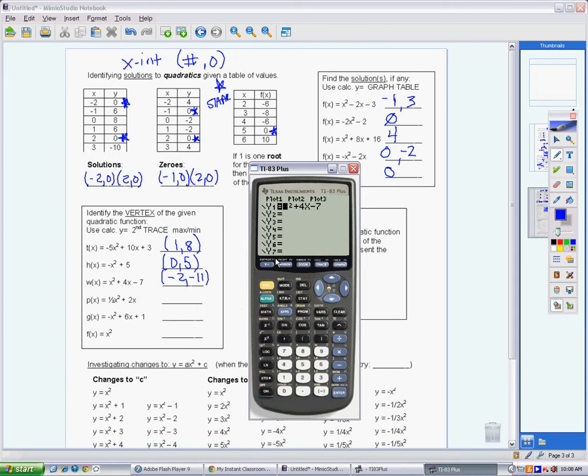Okay, P of x, we're going to have 1/2 x squared plus 2x. That's going to be a minimum, and I can tell because the half is positive. If it were negative, it would be a maximum, so I'm going to go find a minimum. And again, I'm going to arrow over to the left side, hit enter, then I'm going to arrow over to the right side of my bottom point and hit enter, and then it's going to find it for me, and that's going to be at -2, -2.